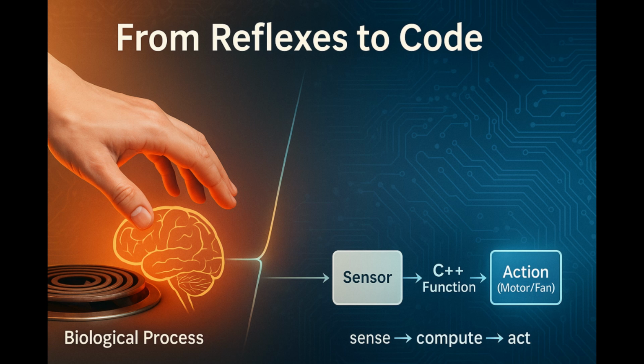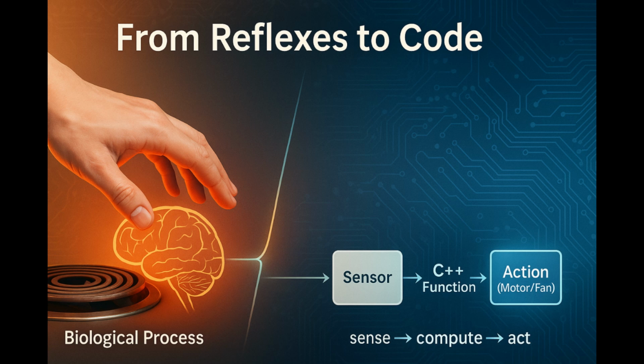Imagine this: you touch a hot stove. Before you even think about it, your hand pulls away. That's not a conscious choice. It's a reflex. Your body senses the danger, processes it, and then instantly acts. So it's like sense, compute, act. That sounds familiar, right? That's exactly how machines work too.